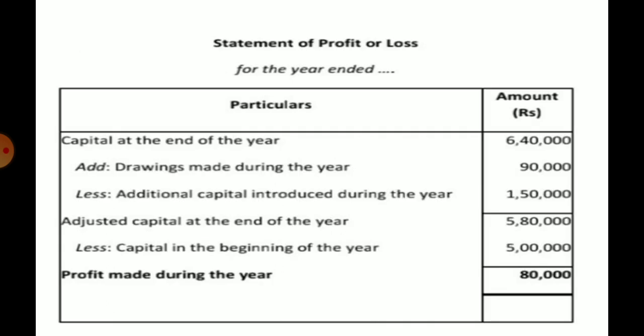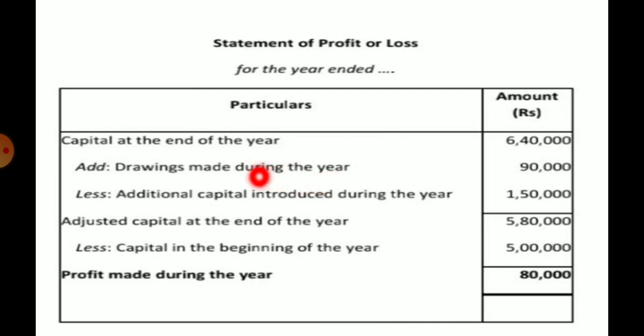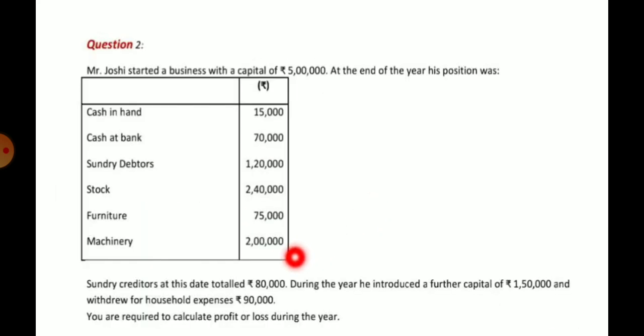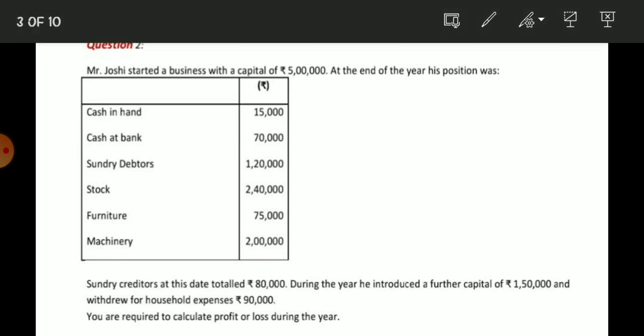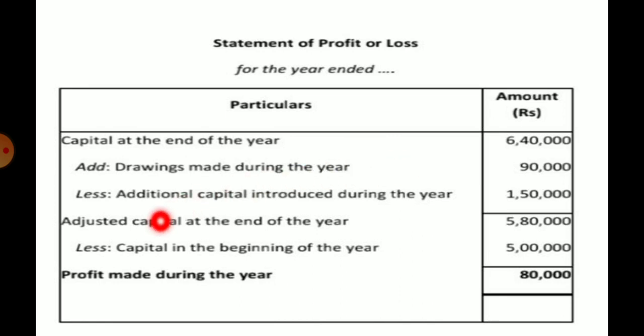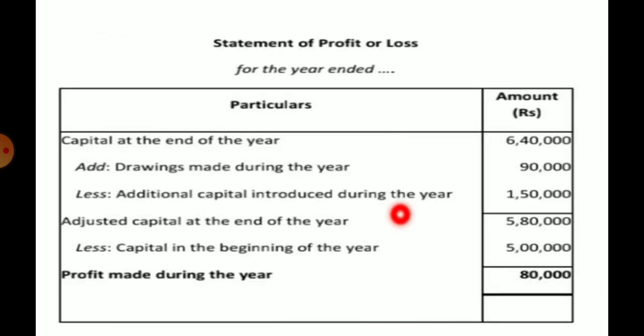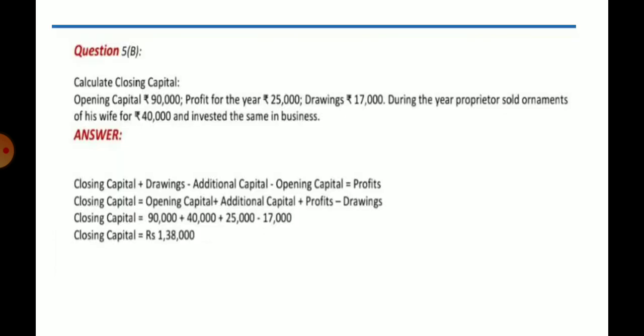So what is the capital? 6,40,000. Now capital at the end of the year 6,40,000, add drawing made during the year 90,000, as given in the question. Less additional capital which is introduced in the business, see in the question given here. After that we get adjusted capital at the end of the year, less capital in the beginning of the year 5 lakh. So the profit will be 80,000.